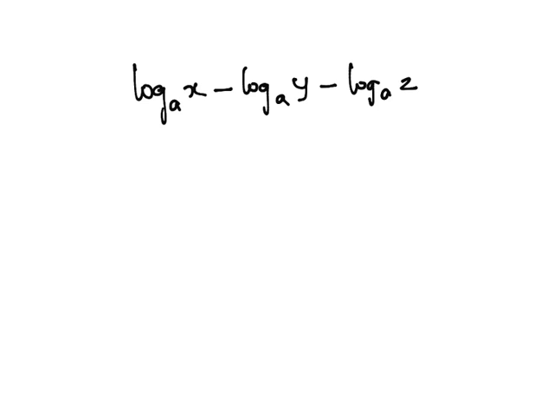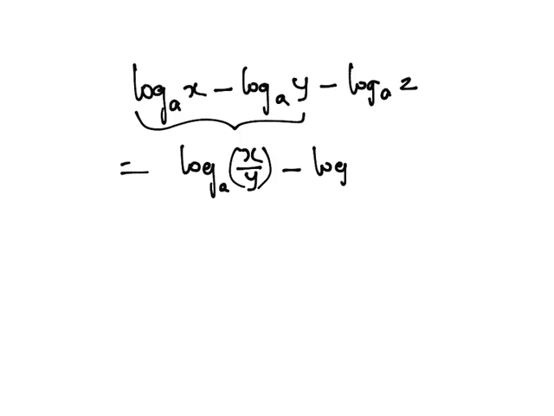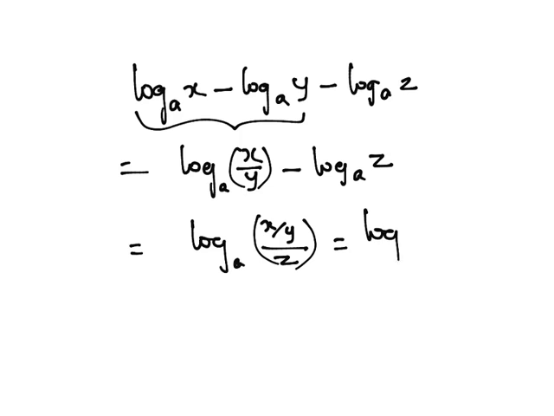You can do it in two ways. I can take this first and use the quotient rule. So log x by y to the base a minus log z to the base a. Then I can use the quotient rule again. So log x by y by z to the base a, which basically means log of x by yz to the base a, isn't it? So I can also write it like this. Of course, there is another way of doing it.